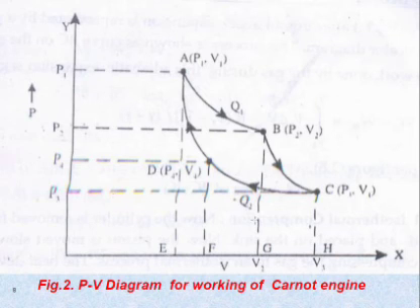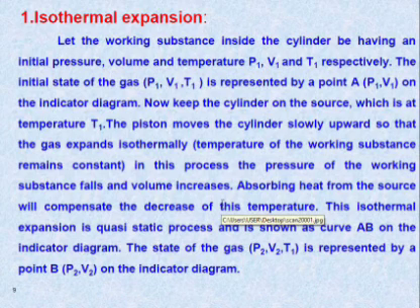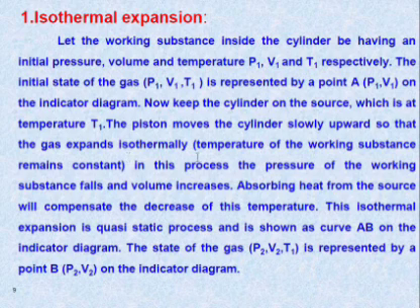Here this is the PV diagram for working of Carnot engine. We take volume on x-axis and pressure on y-axis. We plot this A, B, C, D, A cycle. Here A stands for coordinates P1, V1, B, P2, V2, C, P3, V3, D, P4, V4. In this Carnot cycle, there are four stages.